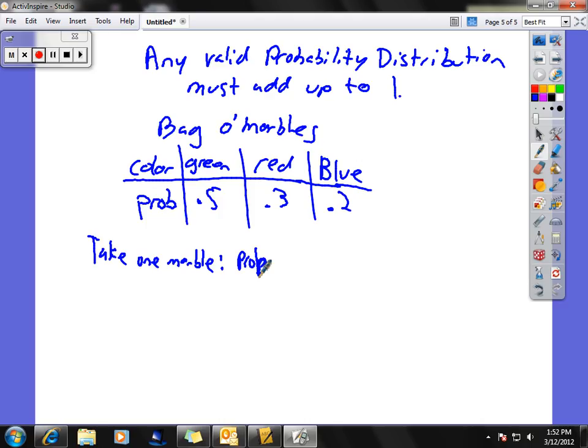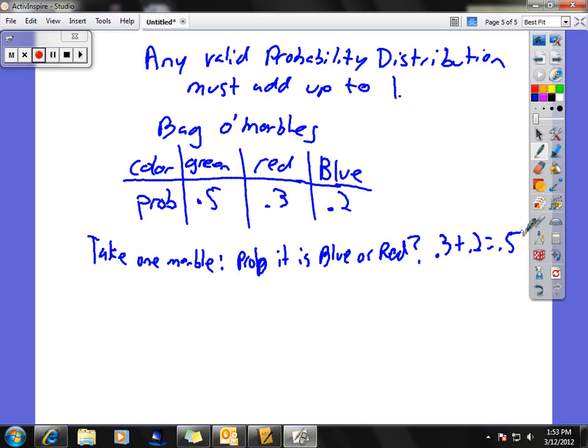So what's the probability that it is blue or red? That's an or, right? So any blues or any reds count. So that'd be just 0.3 plus 0.2, and that'd be 0.5. Okay? Do we have to worry about overlap there on this problem? We're only taking one marble, so there's no possibility for an overlap.